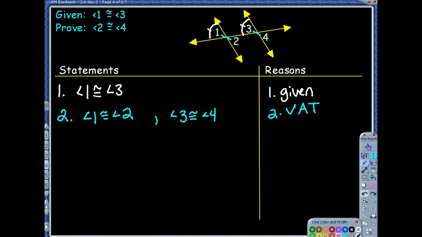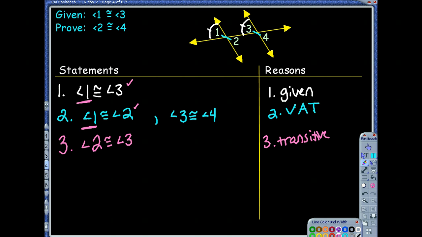All right, so here's what I'm thinking. You're saying we need to use two congruent statements to come up with a third. So I can maybe use the given, and then angle 1 is congruent to angle 2. Because they're both congruent to angle 1, we can say angle 2 is congruent to angle 3, and that would be because of transitive. Awesome.